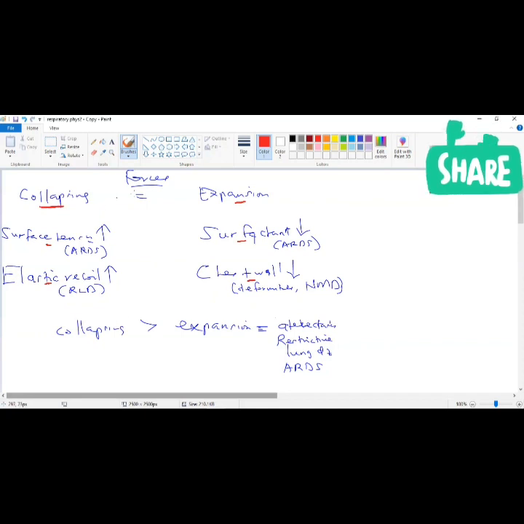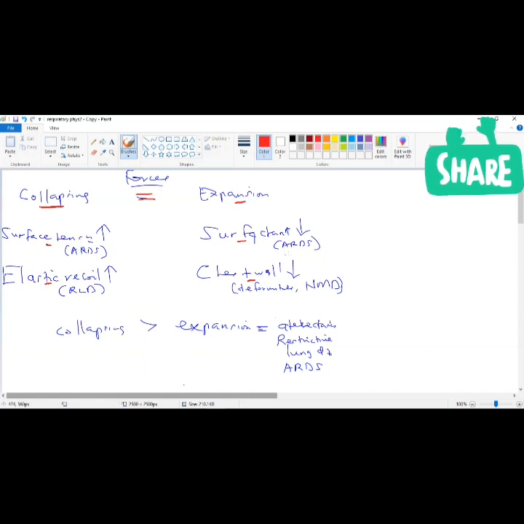At rest, they are what? Equal. Whenever they are equal, collapsing is equal to expanding forces. That's my FRC, right? So there's no problem. Everything is fine. On inspiration, my expanding forces will be greater than my collapsing forces, so the lung expands through the air. On expiration, your collapsing forces will be greater than the expanding forces, so the lung collapses.